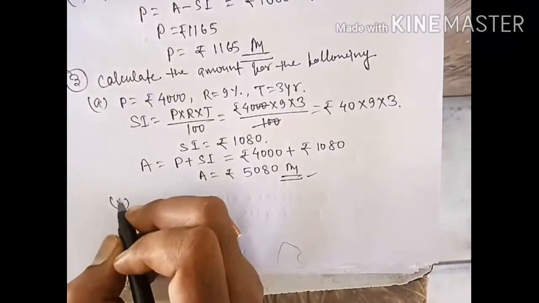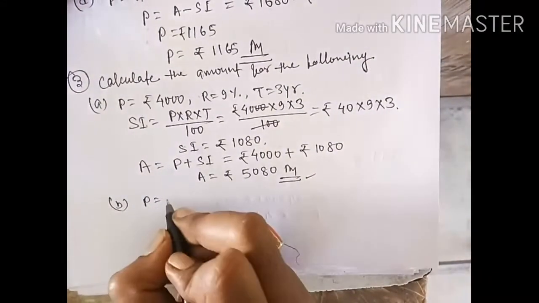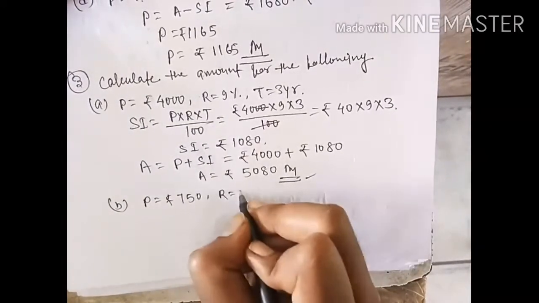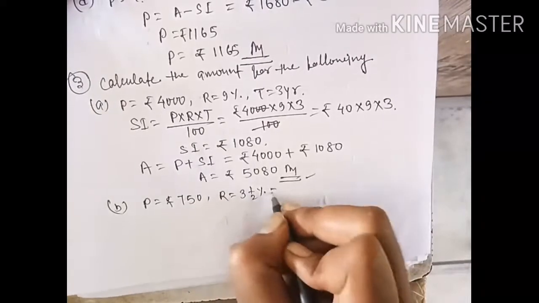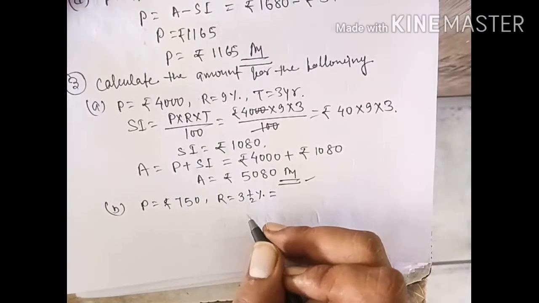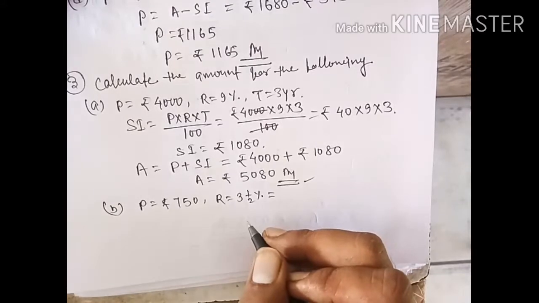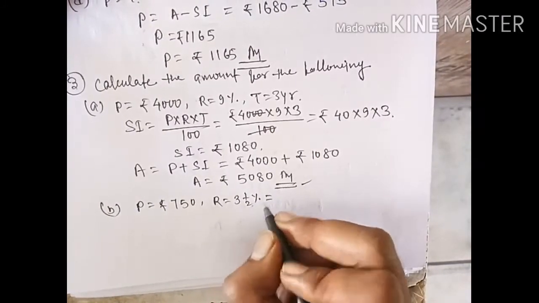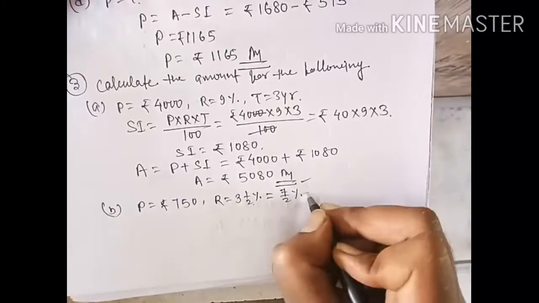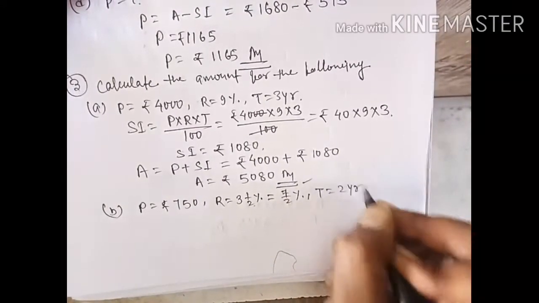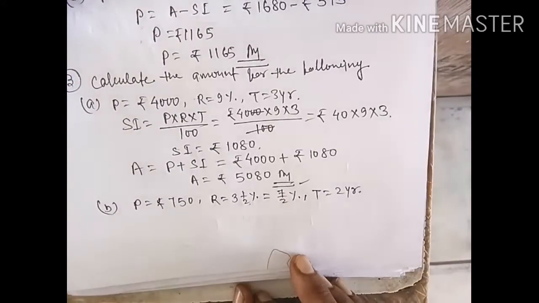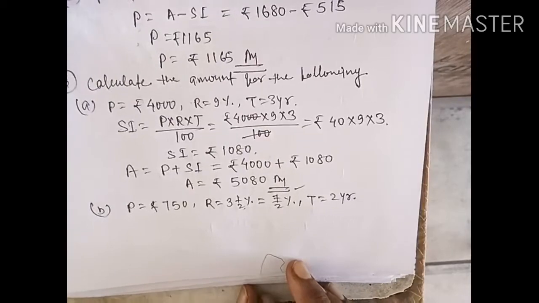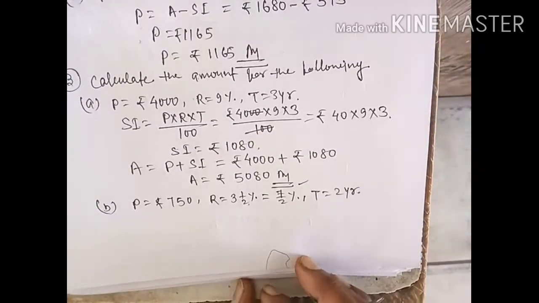Now in question number B, here given that principal is equal to ₹750, rate of interest is equal to 3 whole 1/2%. Here rate of interest is given in mixed number. So first you have to convert into improper fraction. And what is the improper fraction for this mixed number? That is 7/2%. Time is equal to 2 years. In this question you have to find amount, but before finding amount you need simple interest.